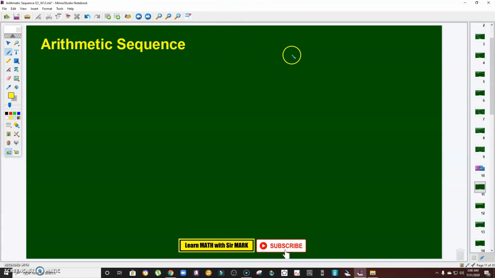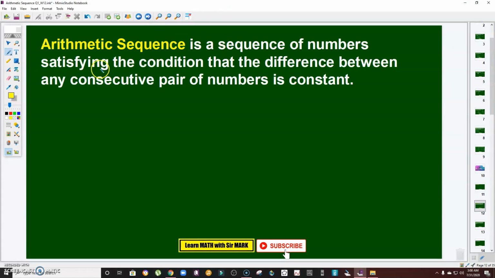Okay, so let's define first what is arithmetic sequence. It is a sequence of numbers satisfying the condition that the difference between any consecutive pair of numbers is constant. To illustrate it, suppose I have the sequence 1, 4, 7, 10, and 13. Based on the definition, if you're going to get the difference between any consecutive pair of numbers, it should be constant. Let's show that.